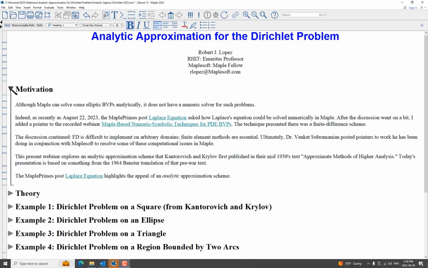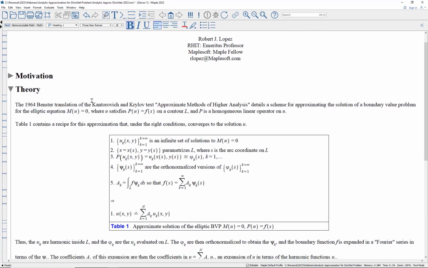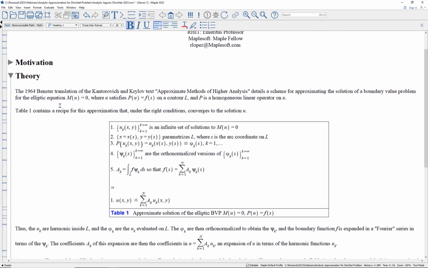So what's the theory behind this approximation technique? It applies to elliptic equations, not only Laplace's equation being elliptic. That's the example that was in this text that Kantorovich and Krylov used to illustrate the method. Okay, so use the unknown. M is the elliptic operator. It satisfies boundary data on a contour that defines the region. And P can be some homogeneous linear operator on that boundary.